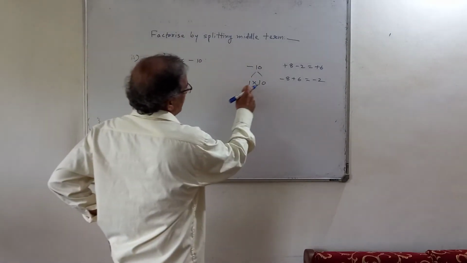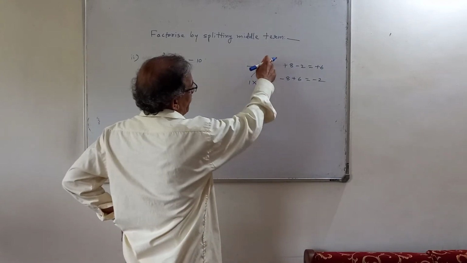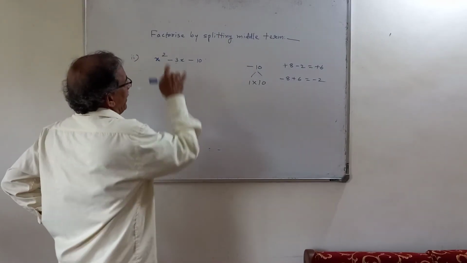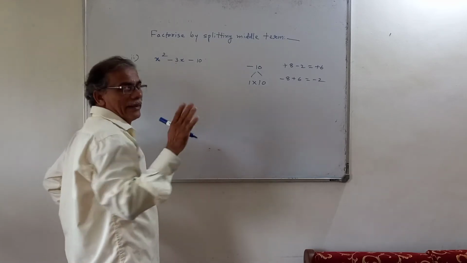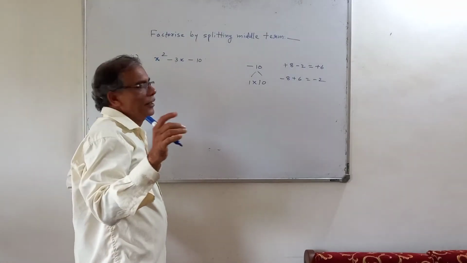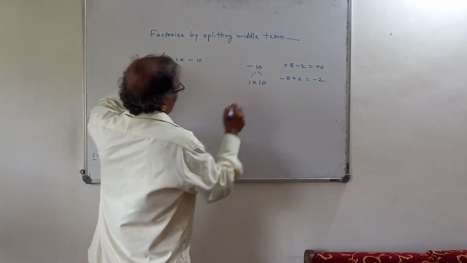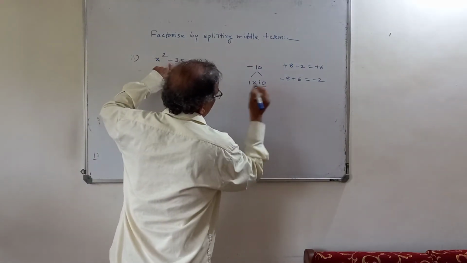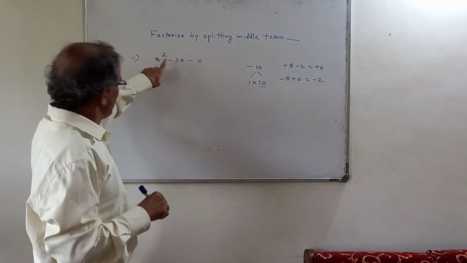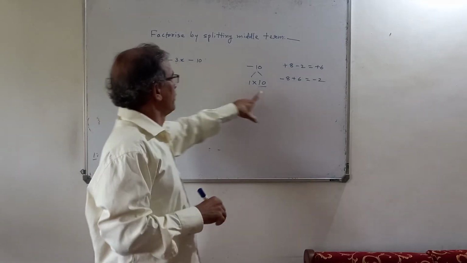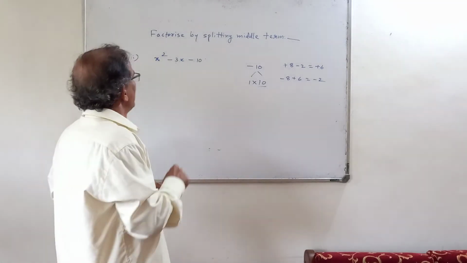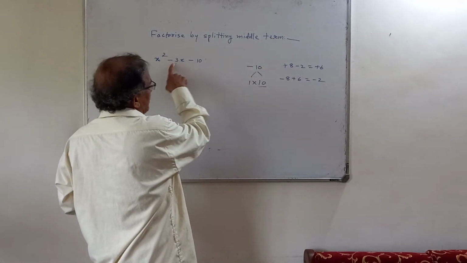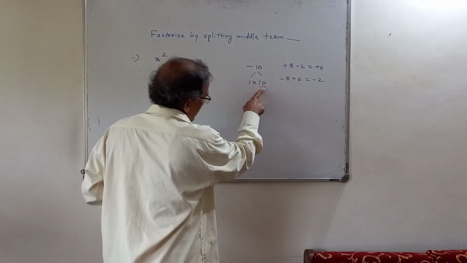Now see, we have written the pair 1 into 10 because we want multiplication 10. And what should be the addition? Minus 3, which means in the pair the greater number will be negative. So if the addition is negative, in the pair you attach the negative sign to the greater number. If it is plus sign, you attach the plus sign to the greater number. Okay. Now, yes, the addition is minus, so we have taken the greater number minus.